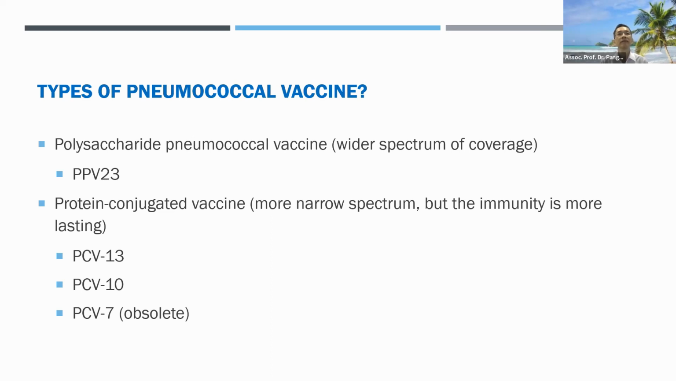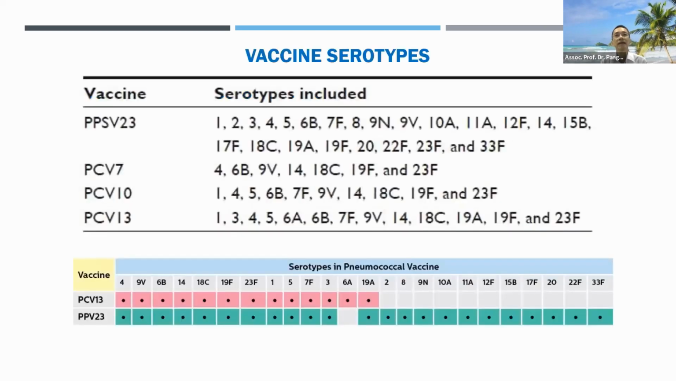So for PCV, we have PCV13, PCV10, and PCV7. I think PCV7 is being made obsolete. So what we are using at the moment is PCV13 for adults and PCV10 for children. And these are the serotypes included in the different vaccines. Okay, you can see the overlap and the gap, what are not being included in PCV13 versus PPV23.